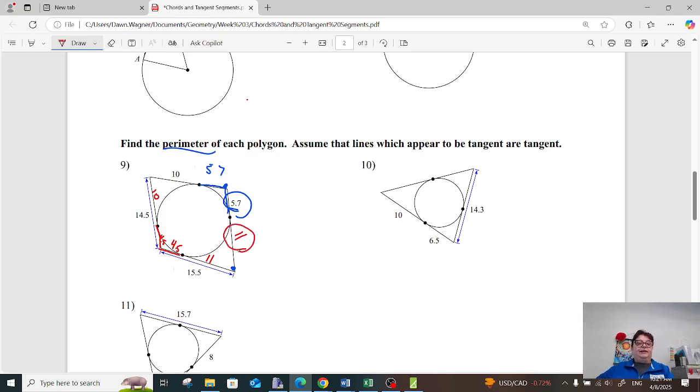So this would be 11, 5.7, 5.7, 10. Be careful. Sometimes students end up adding these ones that I put on the inside. That's why I put some on the inside and keep some on the outside. And I only add the outside ones because I don't want to add more than what I'm supposed to. So then 14.5, 15.5. Now let's try adding those together and see if we get the correct answer.